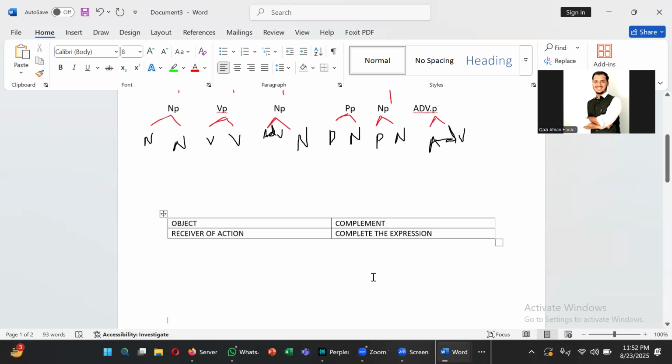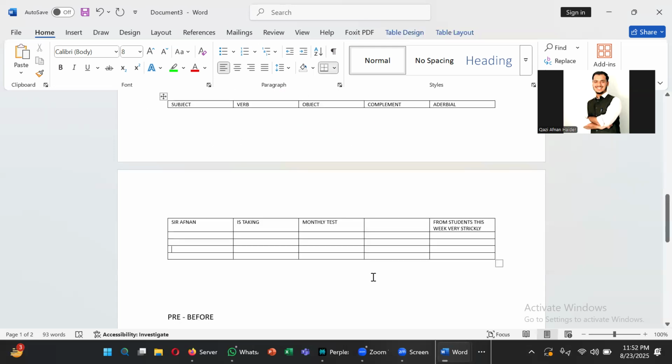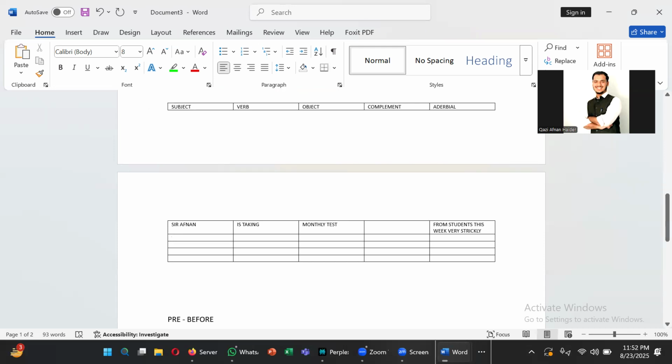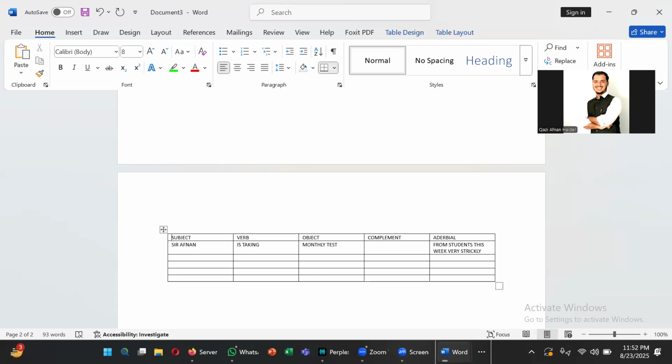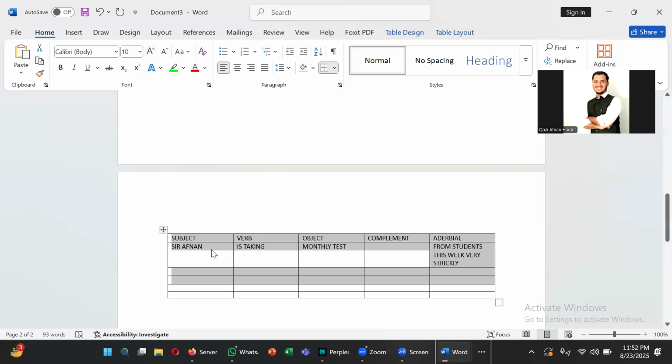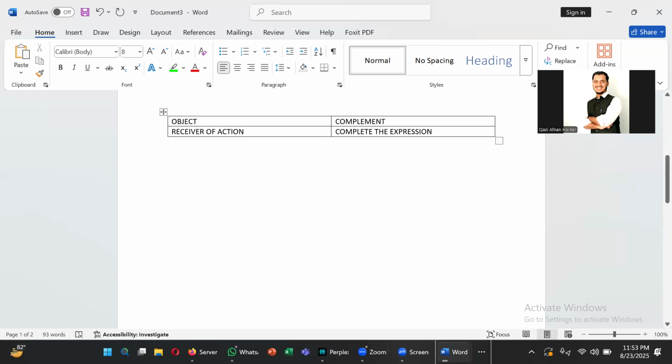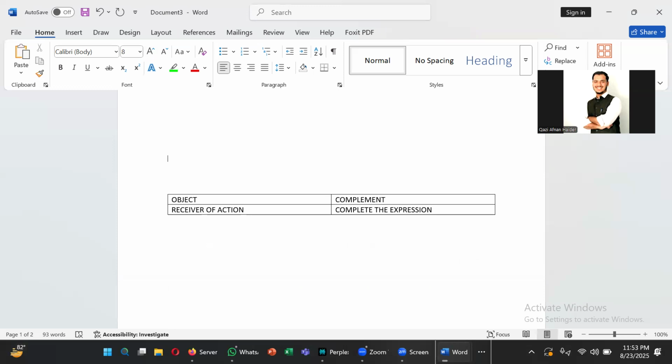Okay, guys. Now, you can see the very basic topic, that is subject, verb, object, complement, and adverbial. I have categorized them here to make it easier for you. Here, Sarafnan, the subject, is taking the verb, and the monthly test is the object. From students this week, very strictly, is called adverbial. In this sentence, there is no complement.